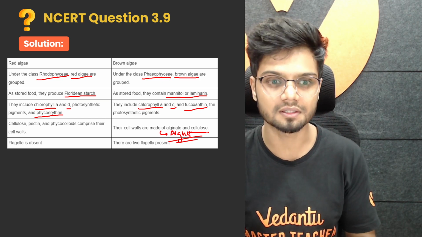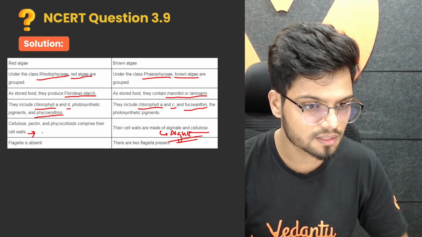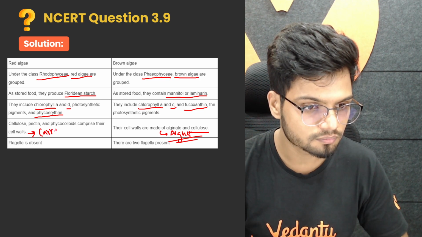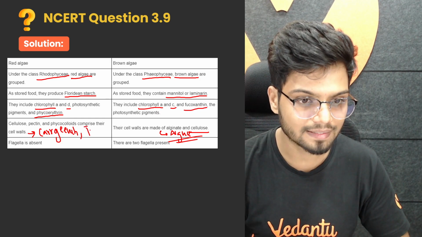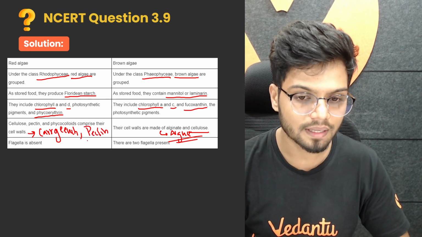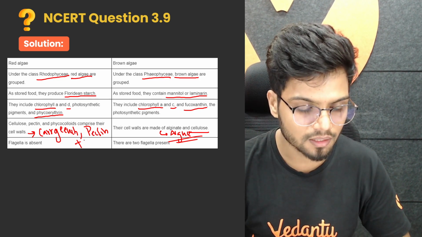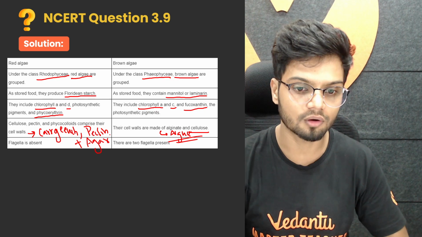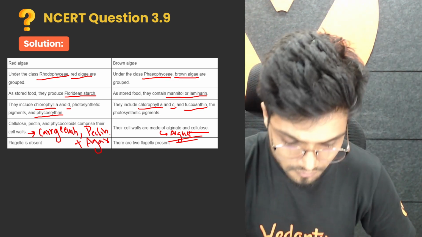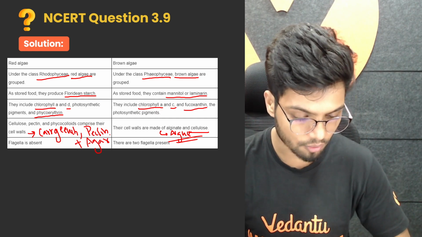While in your red algae, you have some phosphate esters such as carrageen, as well as pectin also present. Along with the pectin, you have agar. Clear? So that is the difference between red algae as well as your brown algae.